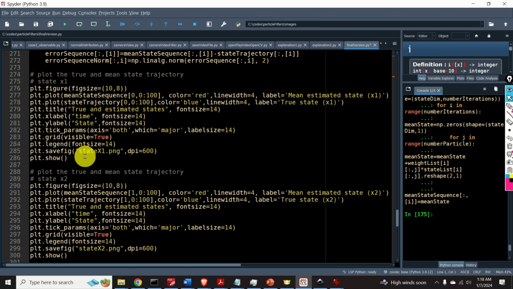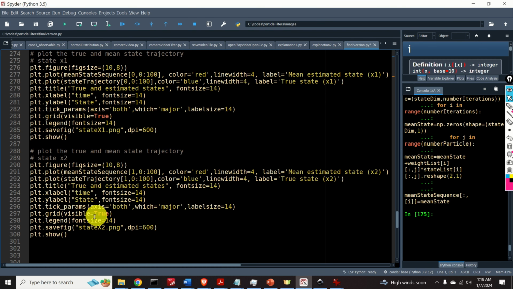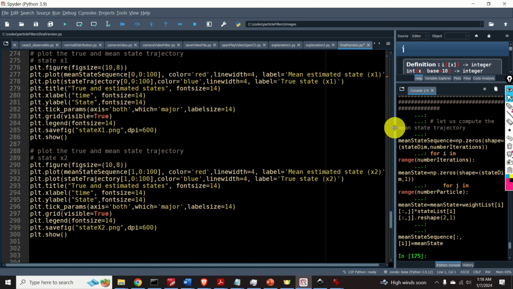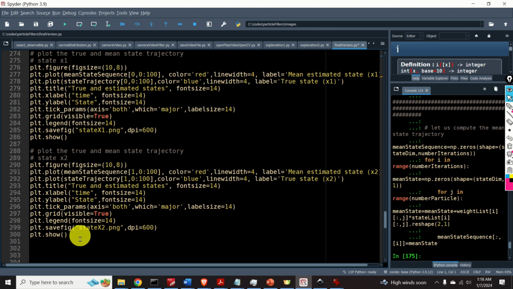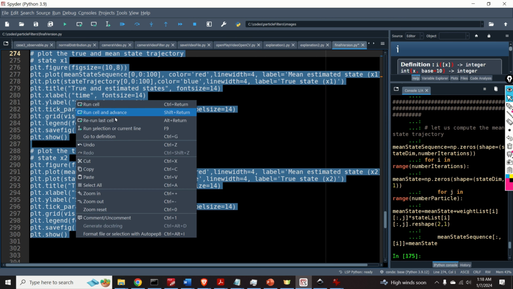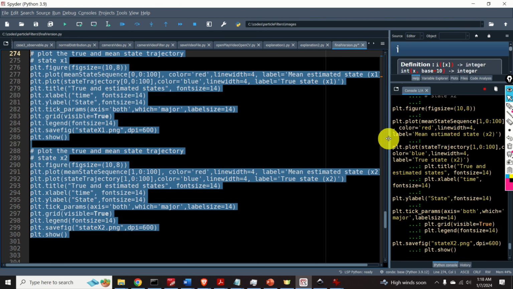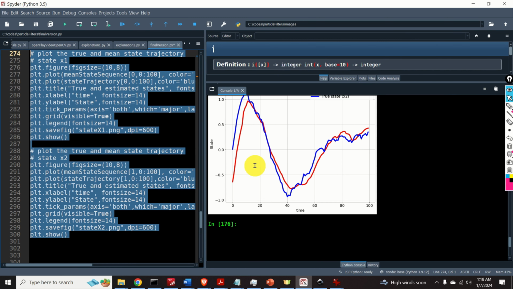And we do the same thing for the second state. Notice the difference between here and here. The only difference is in this index. You can see the index 0 corresponding to x1, and the index here is 1 corresponding to x2. Okay, so let's run this code and let's see the outputs. Okay, looks good.